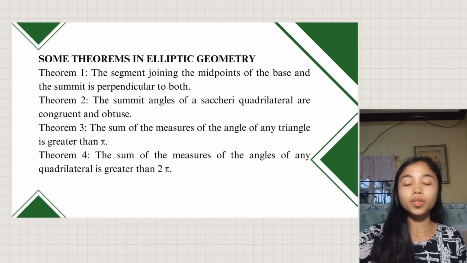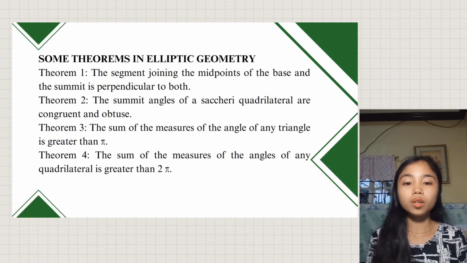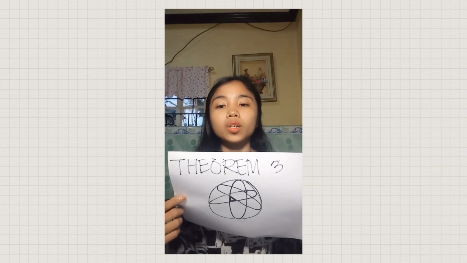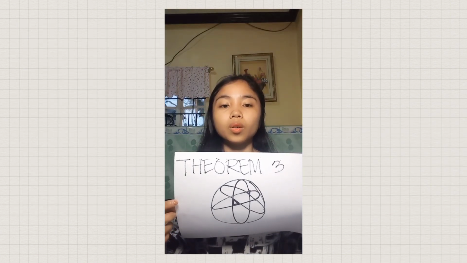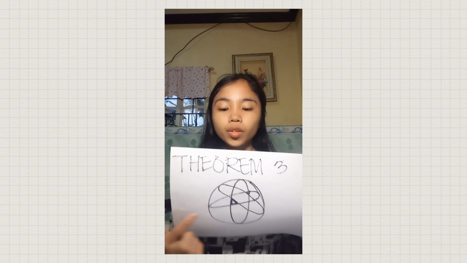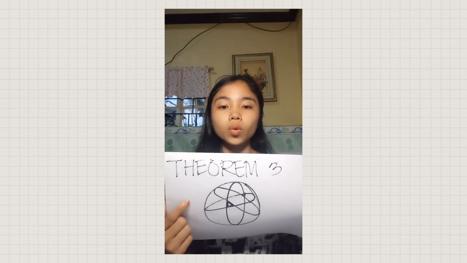In our theorem 3, I have here an illustration. Theorem 3 states that the sum of the measures of the angles of any triangle is greater than pi. Our theorem is debatable, and we can think that in this illustration, the sum of the measures of the angles of any triangle here is greater than 280 degrees. This is what we call theorem 3.